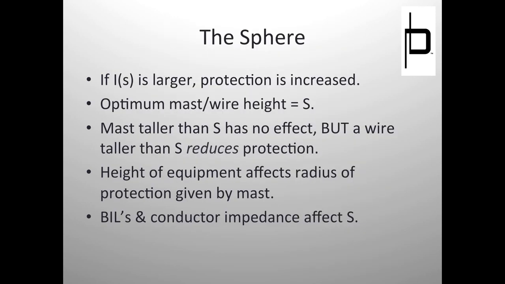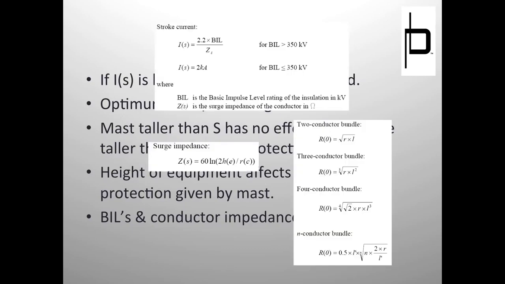Also, BIL and conductor effects affect the strike distance, right? So, again, I told you about this surge impedance formula. I didn't show it to you before, but here's the height of the equipment and the radius of the conductor. And if you have more than one conductor, you're supposed to use the equivalent radius, and these are some formulas for that.